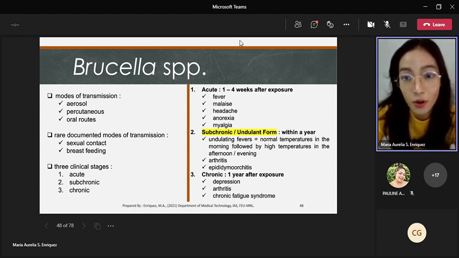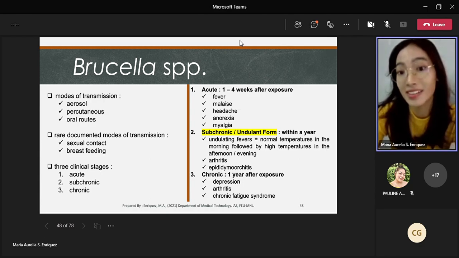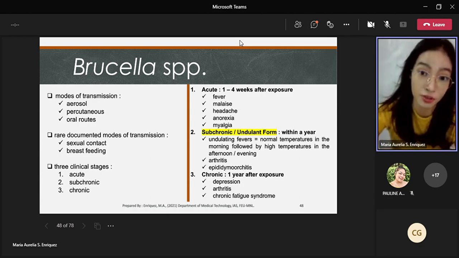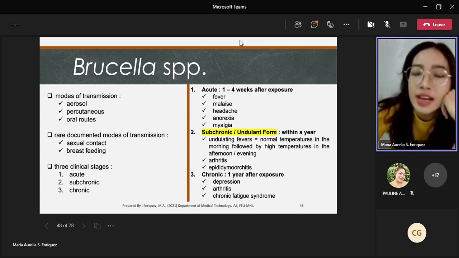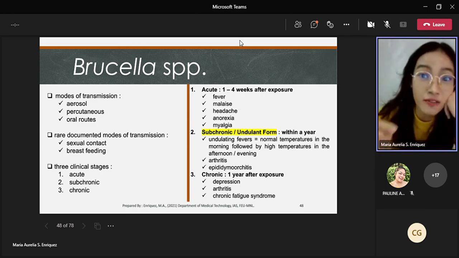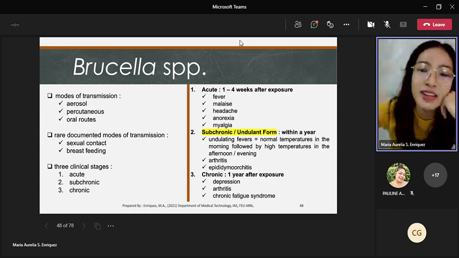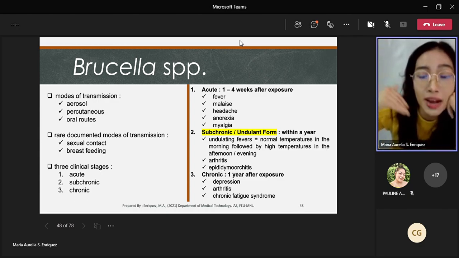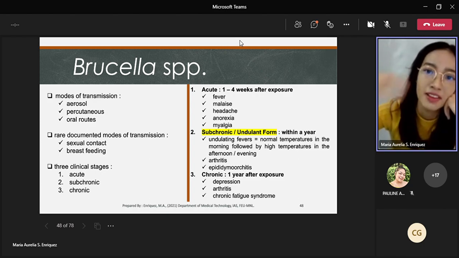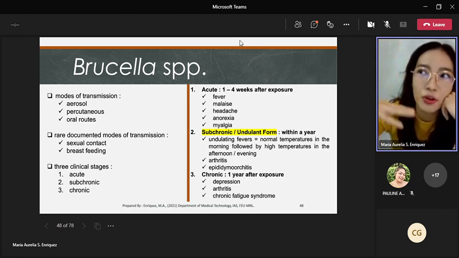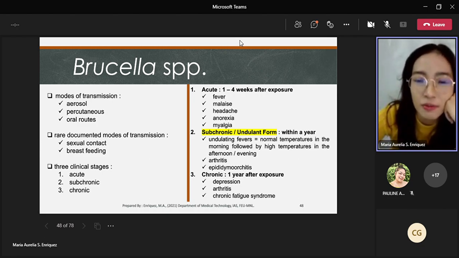Next is the subchronic or undulant form, or this is the characteristic manifestation of brucellosis. Okay, the patient now experiences undulant fevers where their temperature is normal during the day, but it rises during the afternoon or the evening. So pabago-bago or hindi steady yung pag-angat ng temperature ng pasyente. Sa umaga normal, sa hapon or gabi, medyo mas mataas or parang sa evening nilalagnat yung pasyente.